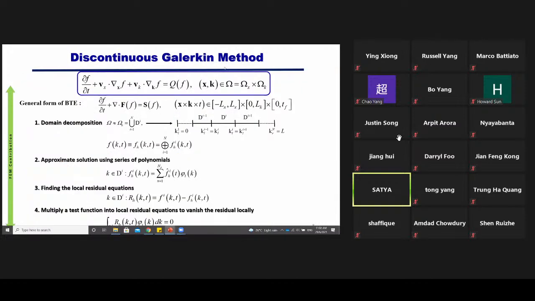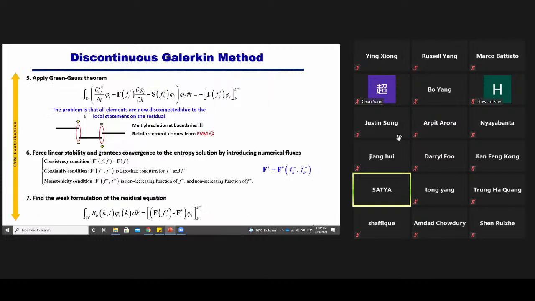At first, we will write the Boltzmann equation in conservative format. Then we will go for domain decomposition. Then we will go for approximate solution in terms of degrees of freedom and basis function. Then we will find the residual. After that, we will multiply the test function into the residual function to vanish locally. Then we will apply the Green-Gauss theorem.